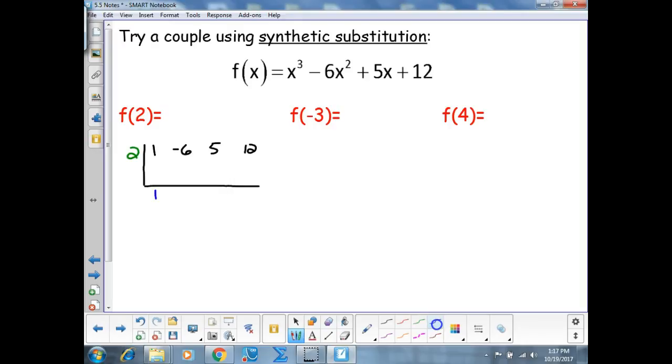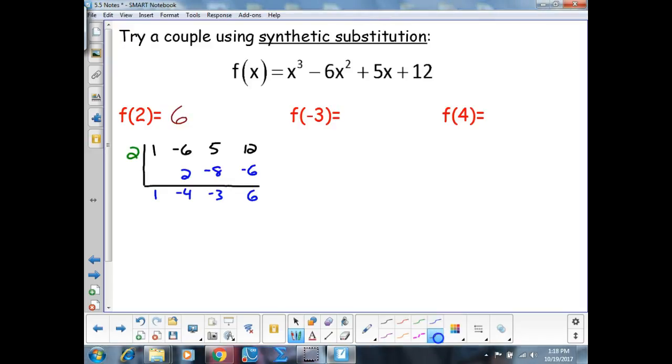Drop the 1, multiply, add, multiply, add, multiply, add. So I get f of 2 here is 6. Do we agree with that? Minus 8 minus 24 is -16, plus 10 is -6, plus 12 is 6. Yep, I would agree with that. Okay.